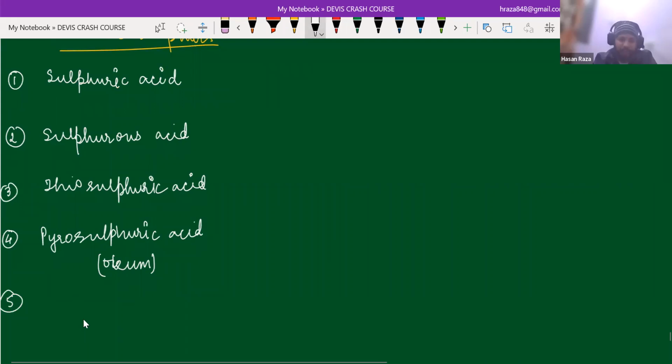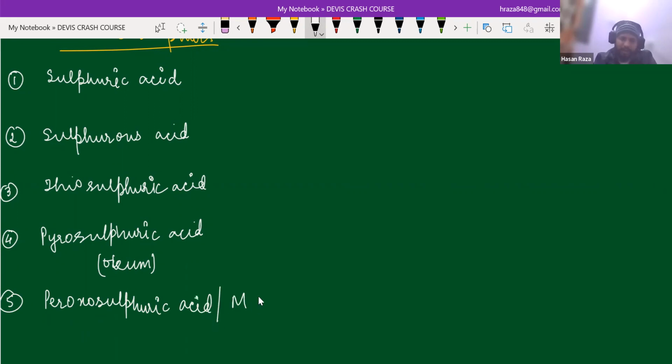The fifth one is basically peroxosulfuric acid. This acid is also known as Marshall's acid.